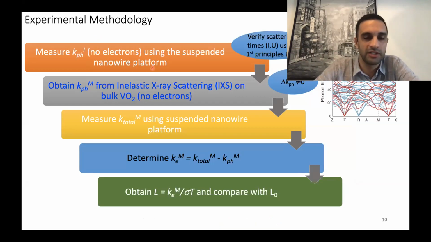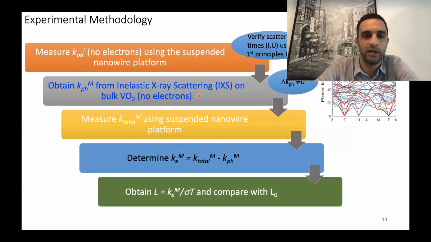What we did first is I showed you the suspended nanowire platform, and we measured the phonon thermal conductivity in the insulating phase. That's what the subscript and the superscript mean. Because there are no electrons in the insulating phase, all we're measuring is the phonon thermal conductivity.